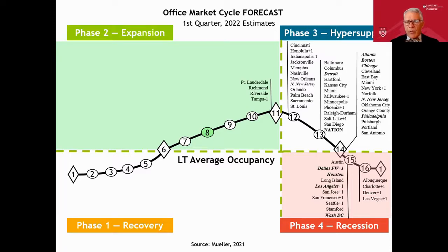And we're seeing the move out of higher cost cities into lower cost cities. Hence you see Houston, Los Angeles, Washington, D.C., San Francisco, San Jose in that recession phase. Austin is there mainly because of the overbuilding that's happening, not because demand growth isn't good. Okay, next slide. Glenn, sorry.